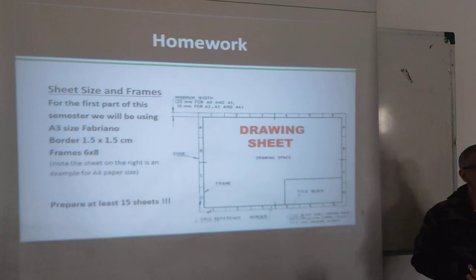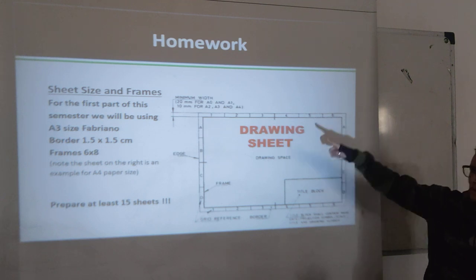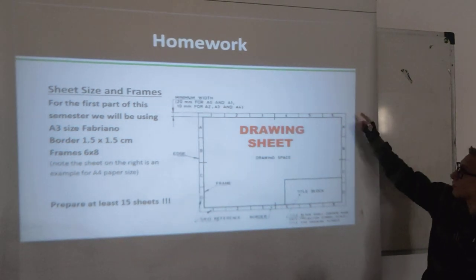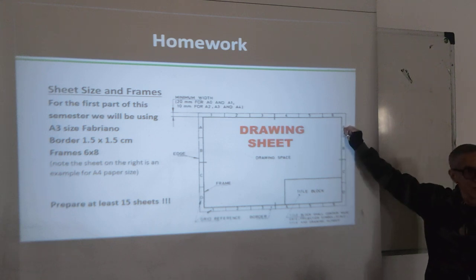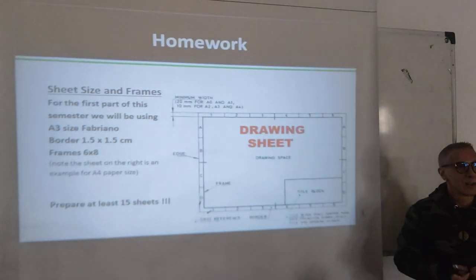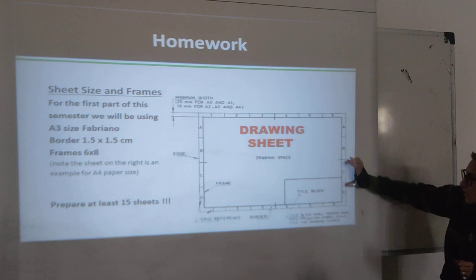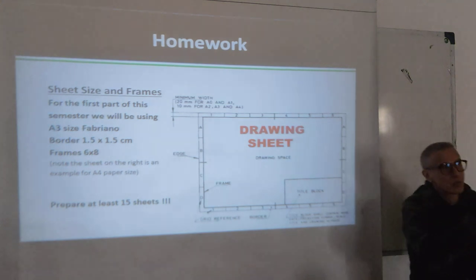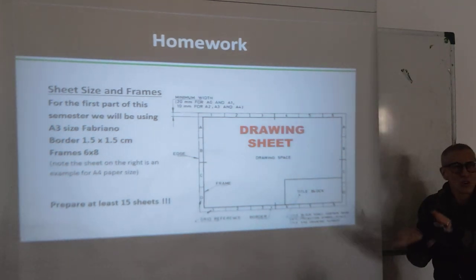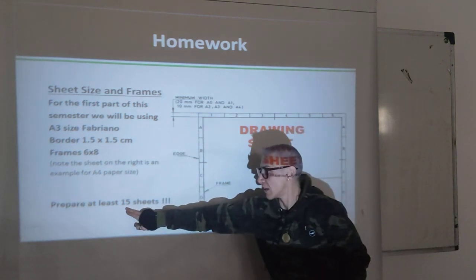Frames, 6 by 8, okay? So, this is of course an A4 paper, so don't follow this. You need to put 6 and 8, okay? 8 numbers and 6 letters on the sides. And please, when you write these letters, not freehand, use these rulers which have letters, and make sure, for example, that these zones are clearly divided equally, and when you put the letter, you put it exactly in the middle, not one to the side, one up, one down, okay? All of this affects the result. Prepare at least 15 sheets.